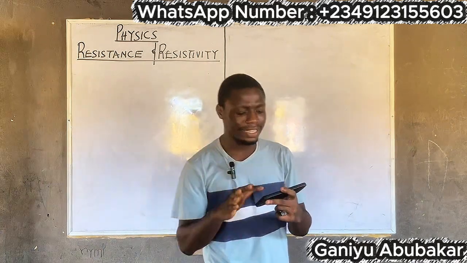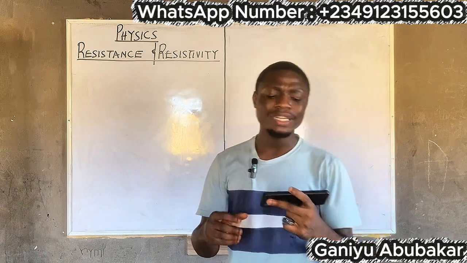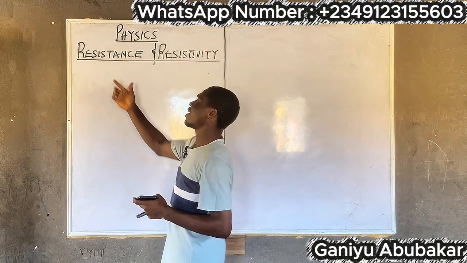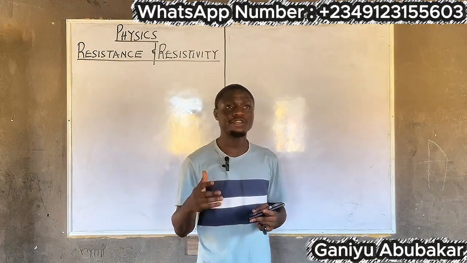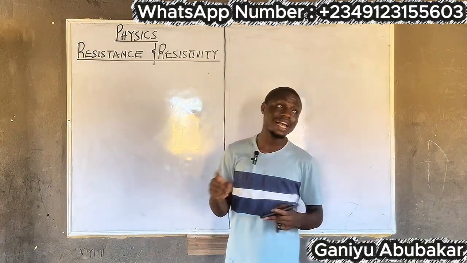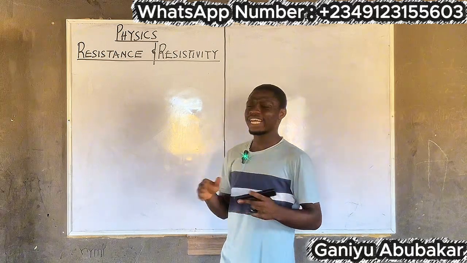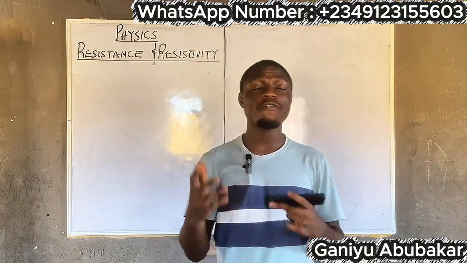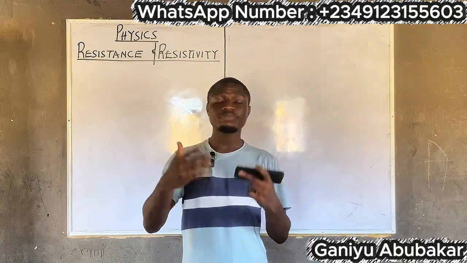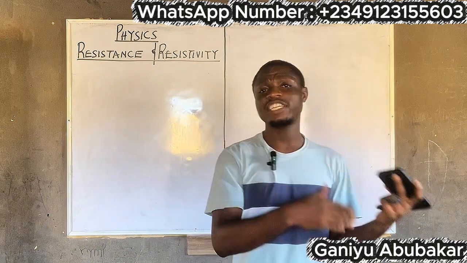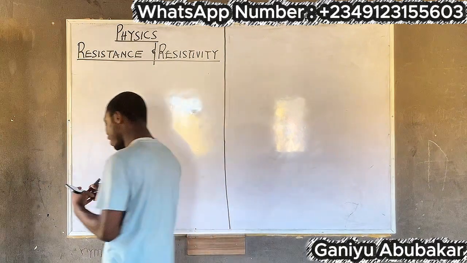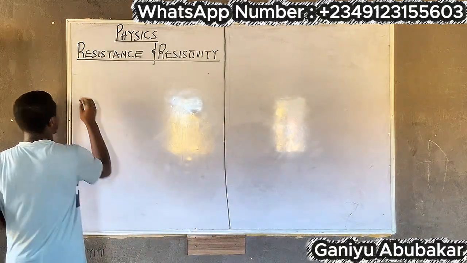My focus for today's class is on the factors that affect the resistance of a material. Before then, what is resistance? Resistance is the opposition to the flow of current in a circuit. I won't cover Ohm's law and the series and parallel arrangements, since I've done those before, so watch that video. Let's look at the factors that affect the resistance of a material.